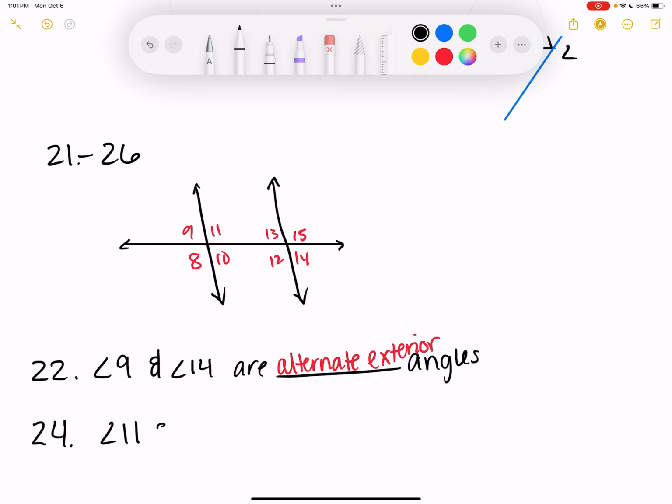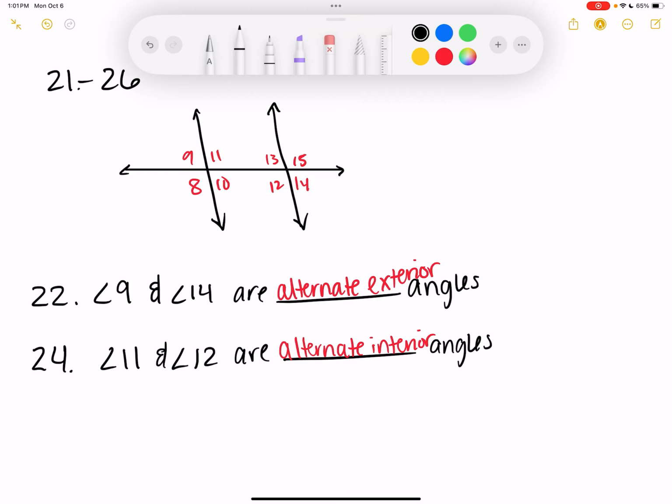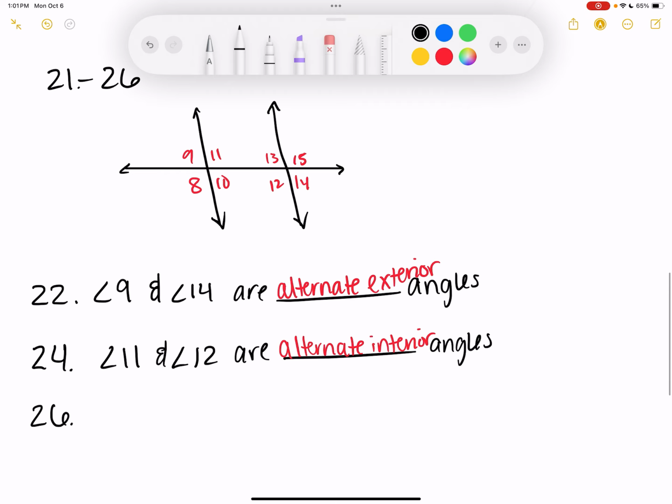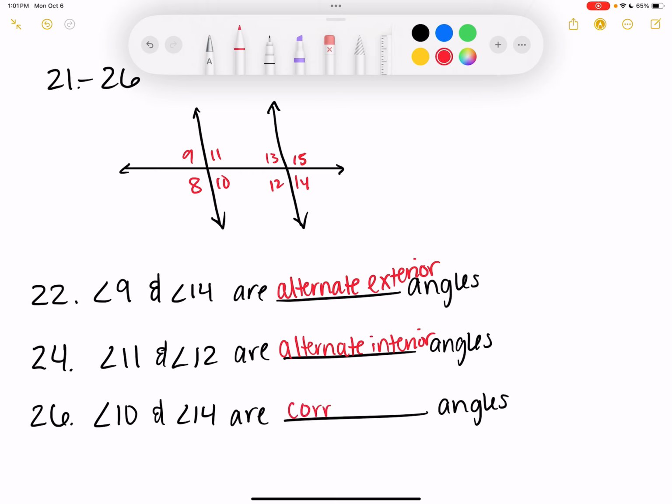Angle 11 and angle 12 are blank angles. So 11 and 12 are here. So what are these going to be? Yep. Alternate interior. This is angle 11. Angle 11 and angle 12. And then 26. Angle 10 and angle 14 are blank angles. Yep. Corresponding.